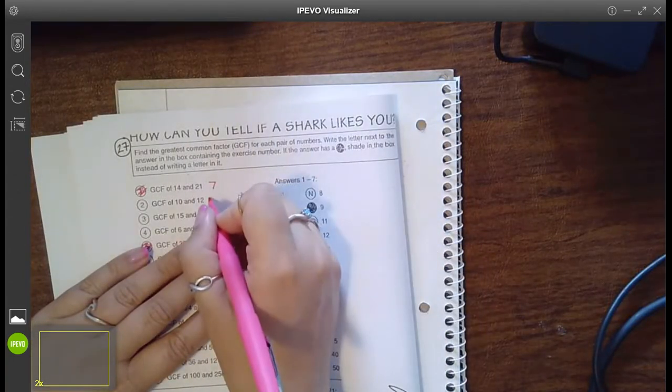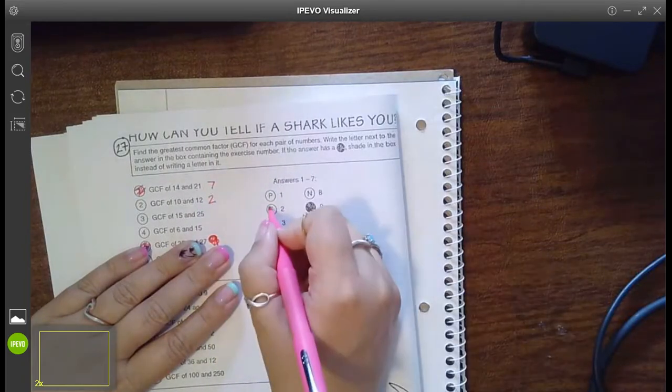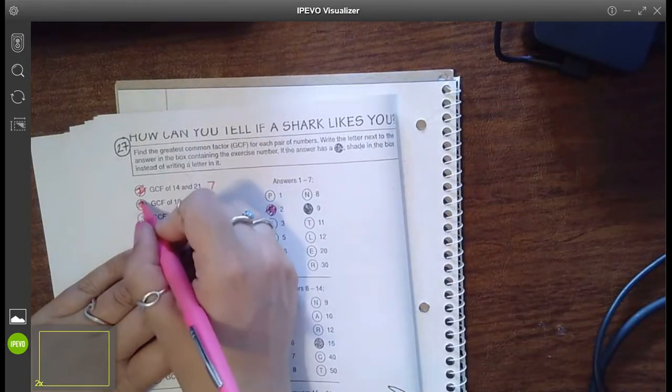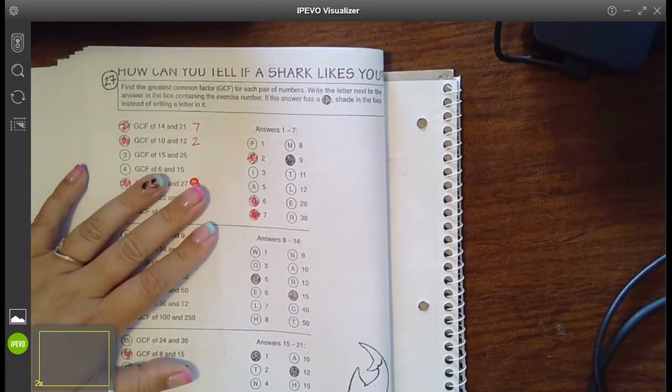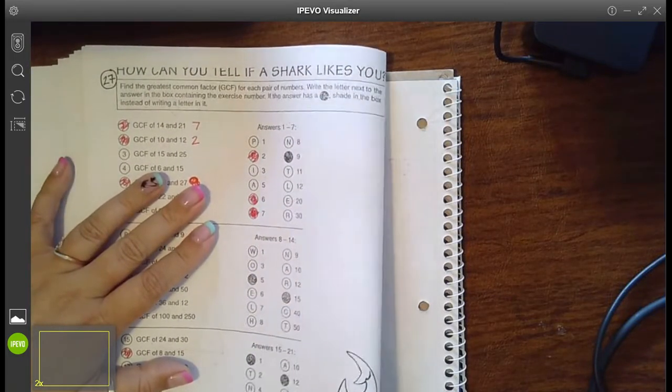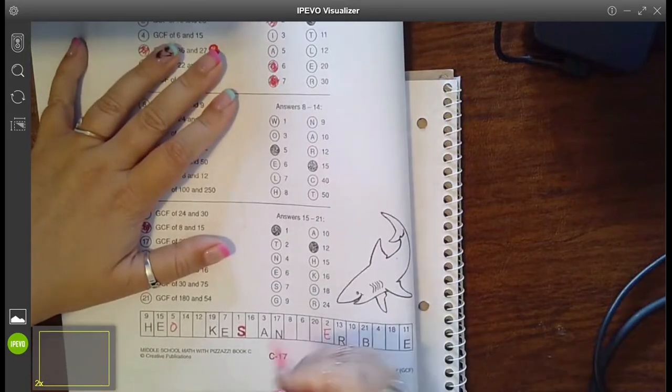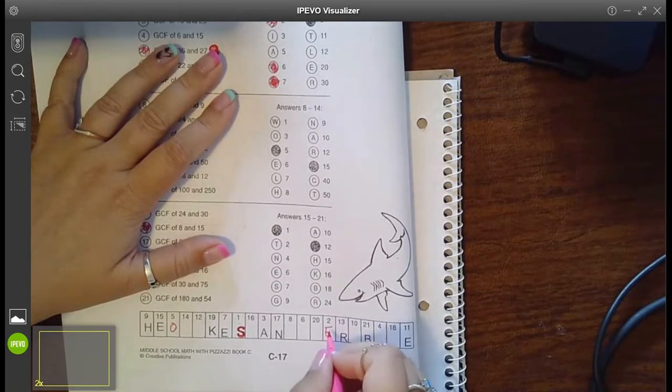So next to problem 2, I'm going to write a 2 for my GCF, and that's an E. So down at the bottom for 2, I'm going to find it, and I'm going to put an E there. You'll notice that some of them are already filled in down at the bottom. That's okay. That just means that you're on the right track. So for 2, I'm going to put an E.